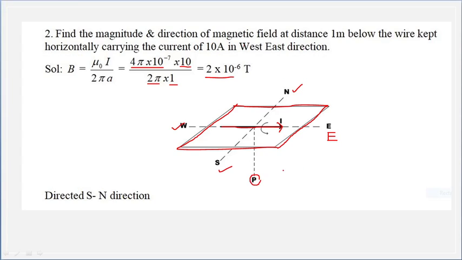Okay? So now to find the direction, you can use the right hand thumb rule. What you do is, imagine you keep the thumb in this direction, and hold this wire with the right hand. Just imagine you are holding the wire in the right hand, with the thumb in the direction of current. So this is the direction of current, thumb is there. Then the fingers will curl like this.